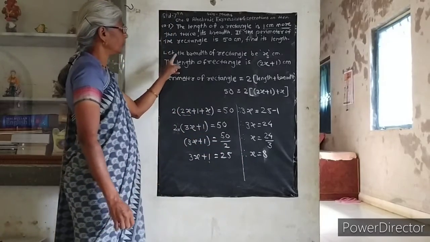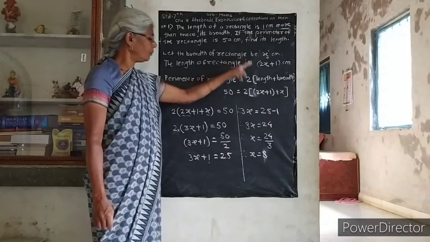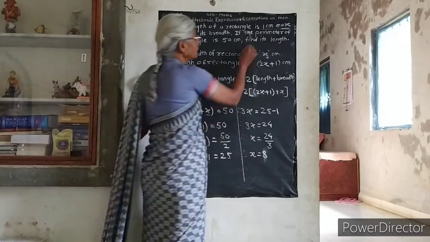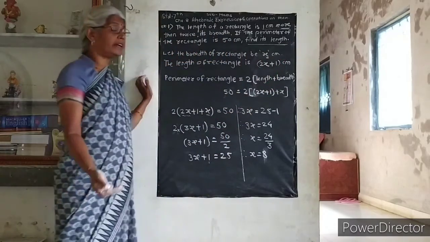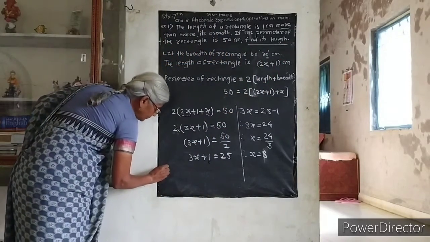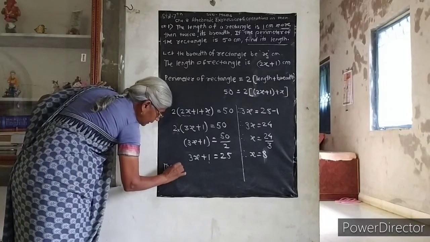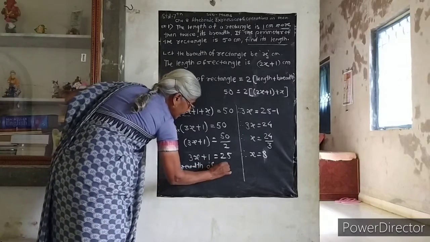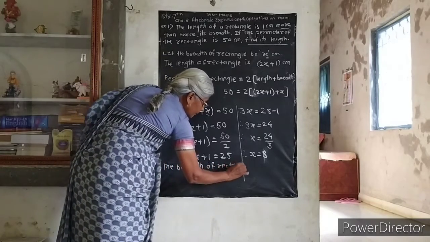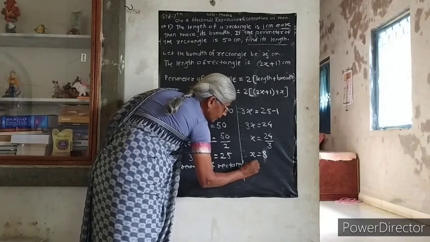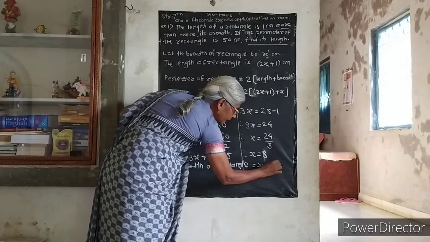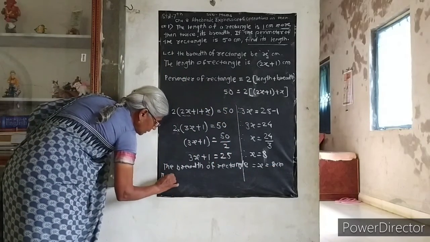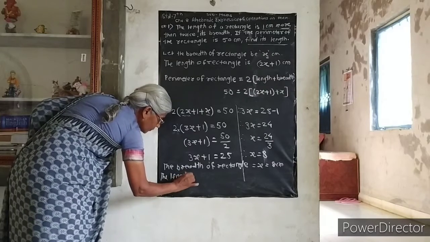Then see here, what is the x? The variable x is used for the breadth of the rectangle. And this question is to find its length. Then how do we find its length? We write here, the breadth of the rectangle x is equal to 8 centimeter. Then the length of the rectangle.